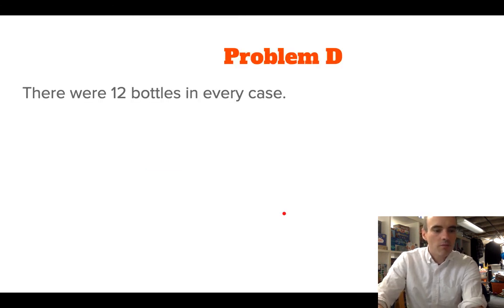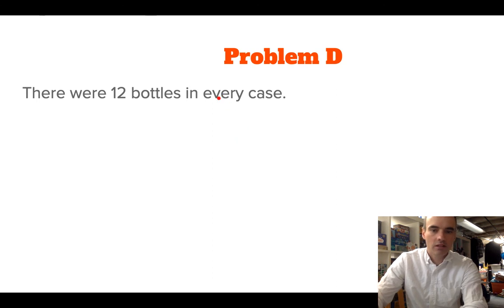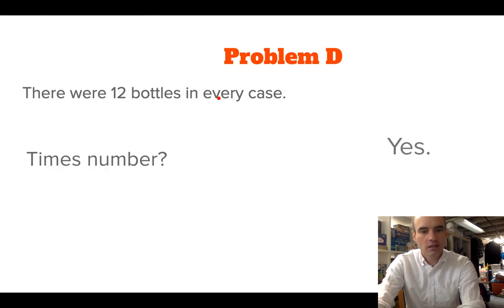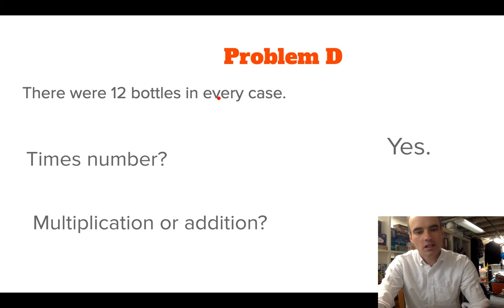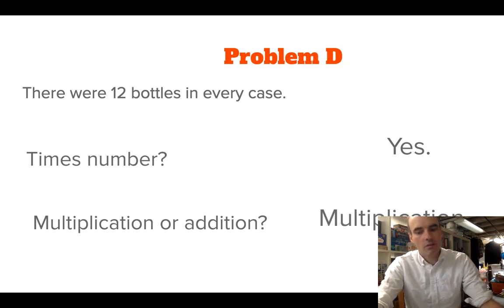There were 12 bottles in every case. Is there a times number in there? Yes, there is, right? The word every tells us that there is a times number, so that's a yes. And is that multiplication or addition? That's going to be multiplication, all right? So remember, each, every, times, multiplication sentence. More or less, that's going to be an addition or subtraction sentence.